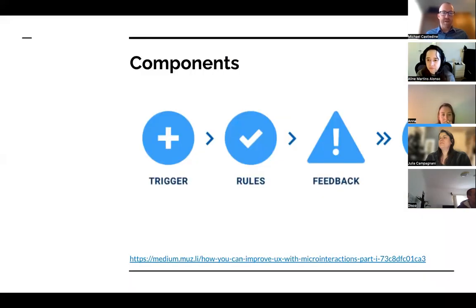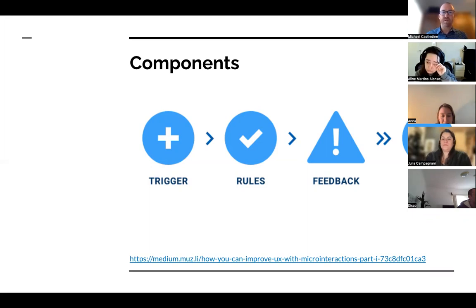So let's break down some of the components. These are 4 key components that are useful to understand the stages as we design and build those micro interactions. So first, the trigger, right? What is triggering it? Is it human? Is it system? The rules that govern that trigger, the feedback, and the loops and the modes.